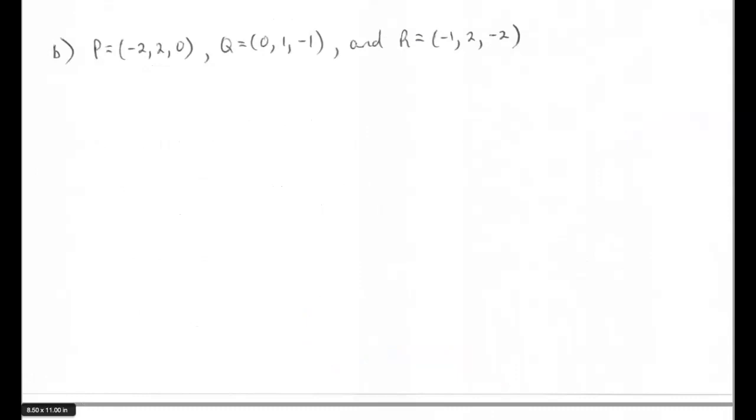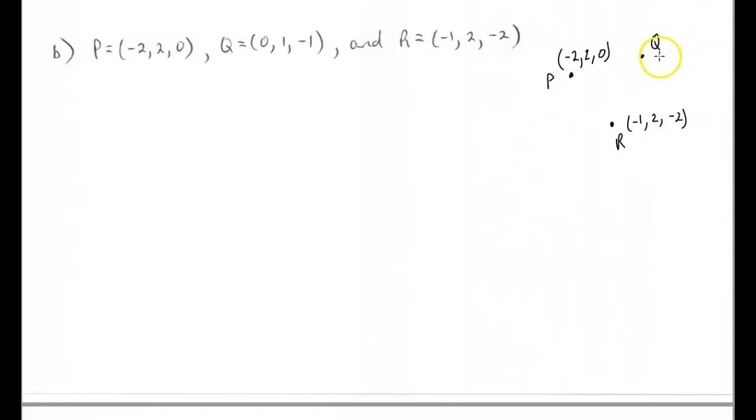All right, so for our second example, we want to do the same thing. So the first thing that we want to do is kind of get an idea of what this particular triangle is going to look like. So I'm just going to come here, and this will end up being point P, which would be -2, 2, 0. And I'm going to put R down here. And this will be a -1, 2, -2. And Q will be somewhere up here.